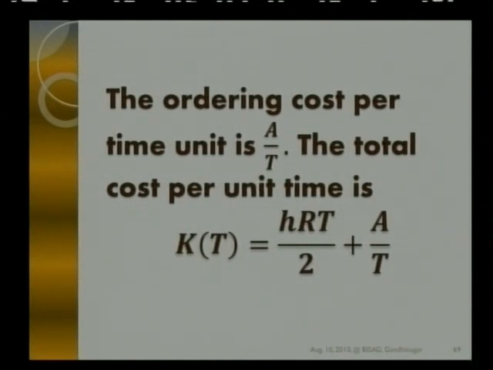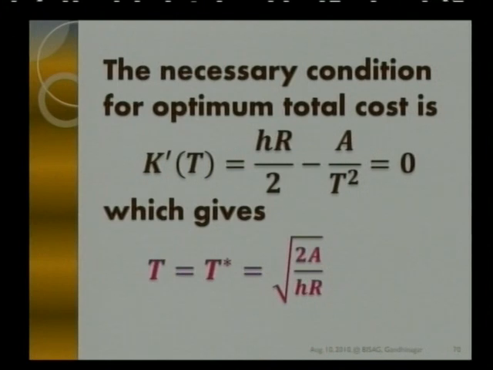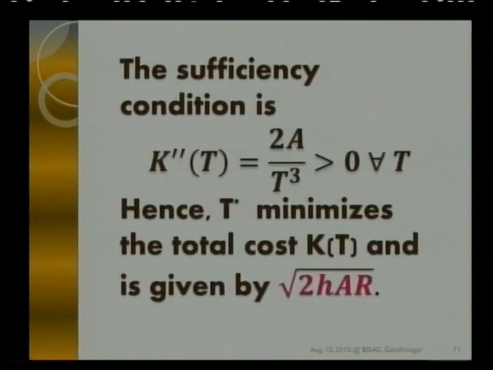Now we will use our maths to find the optimum time. The first derivative test helps you find what the time should be. The necessary condition is to differentiate K with respect to T and equate to 0. K'(T) will give you the optimum T star in terms of only model parameters. Keep in mind the model parameters were ordering cost, inventory holding cost and demand. Then take a second derivative to check whether the cost obtained at the optimum time is also minimum, and the answer is yes.